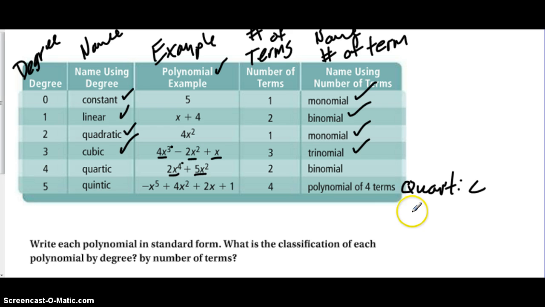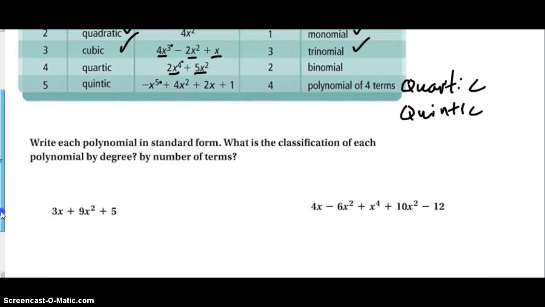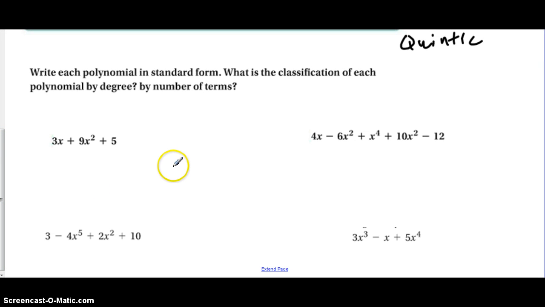Again, 5 terms is quintic. And for 6 or more, it's just going to be a polynomial of 6 terms. This one here is a quintic because it's got a degree of 5. So it'd be a quartic polynomial or a quintic polynomial of 4 terms. Either way is fine when you're describing these polynomials. So let's go ahead and take a look at each one of these examples and how to classify them by degree and by the number of terms.